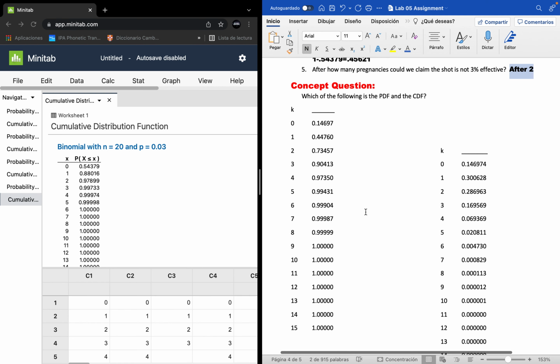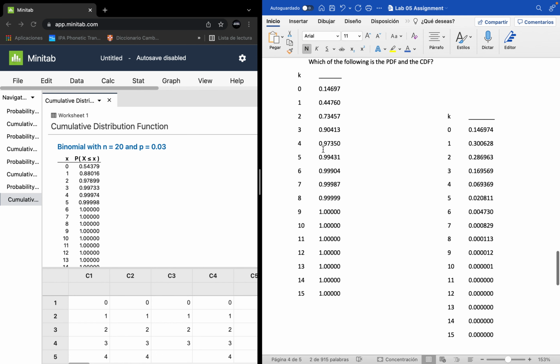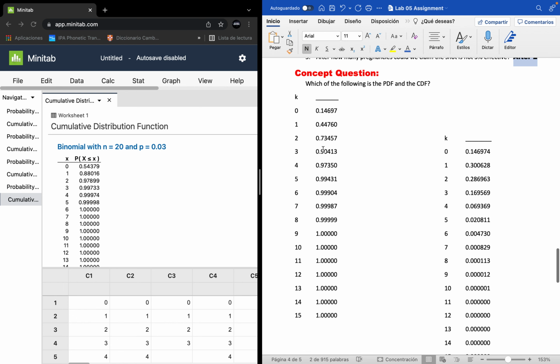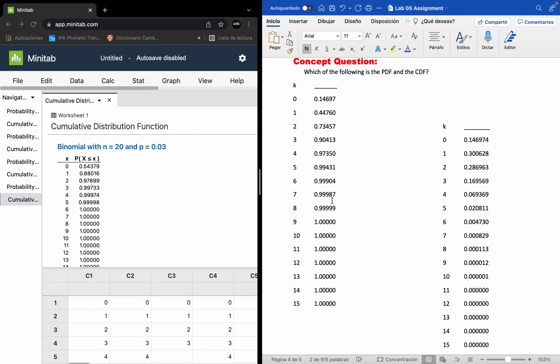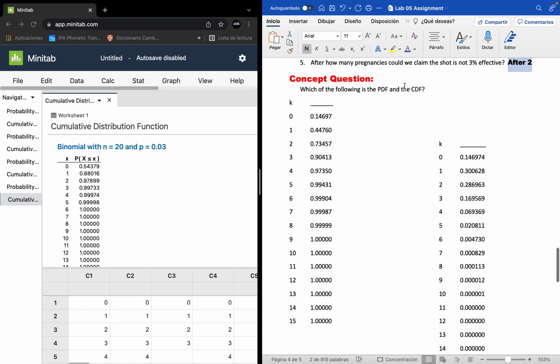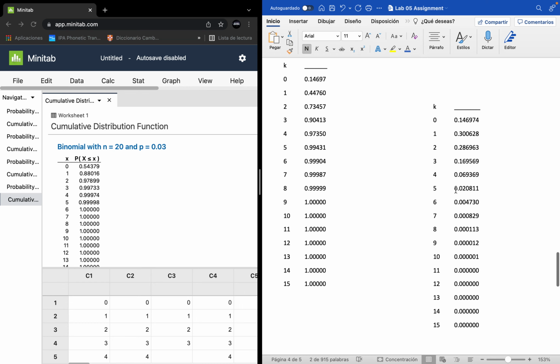And now finally, these concept questions: which of the following is the PDF and the CDF? So I think you can respond to this by yourselves, all right? Only pay attention to what we obtained before and what I explained at the beginning. What is the PDF and what is the CDF, and how do you know that?